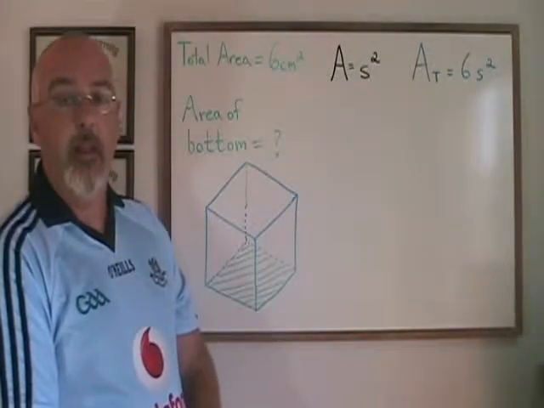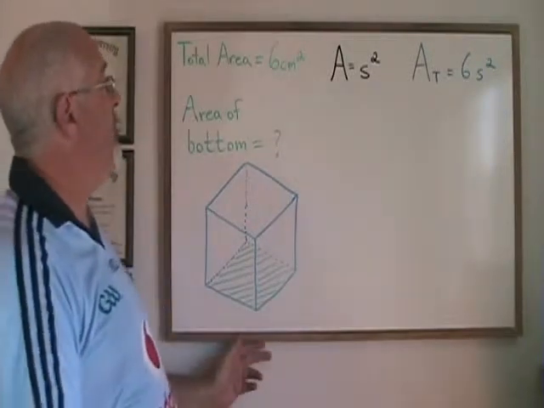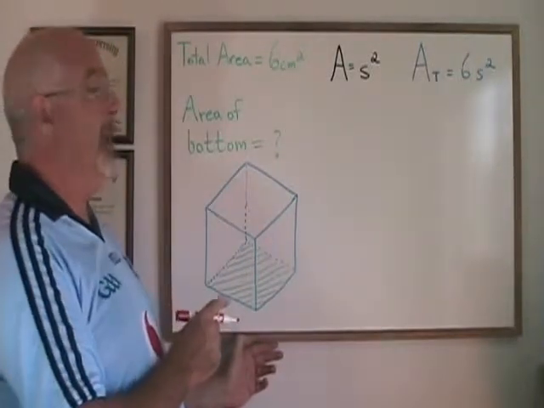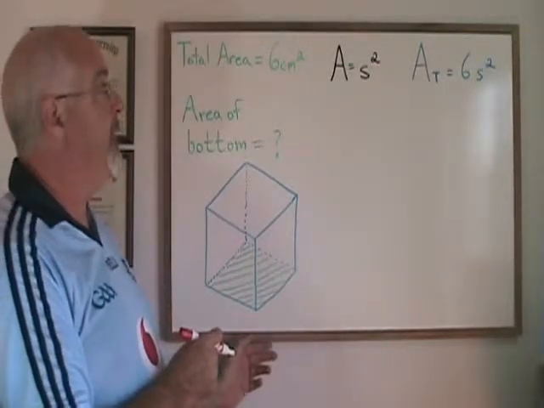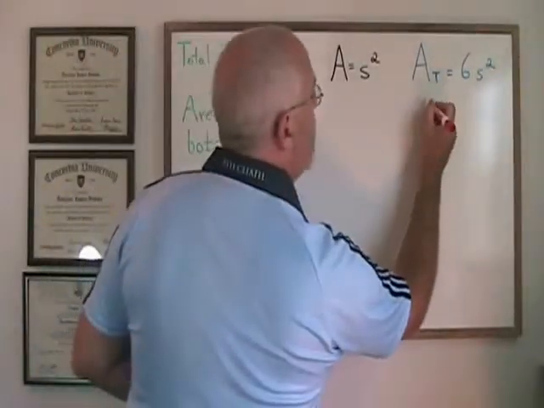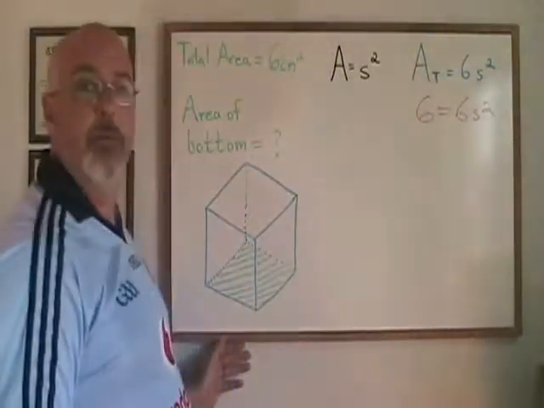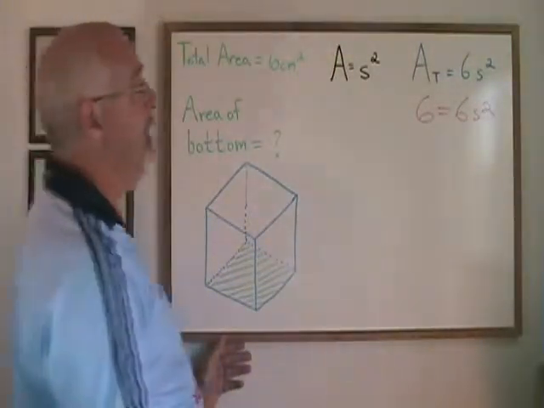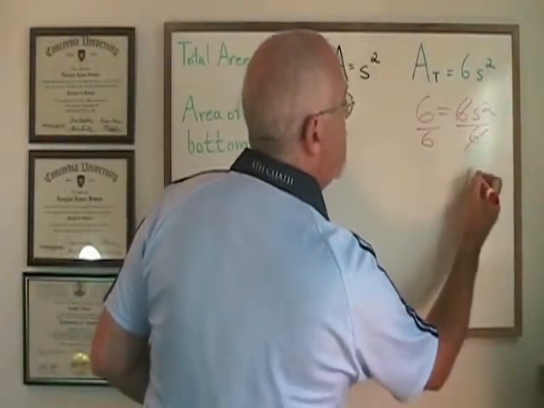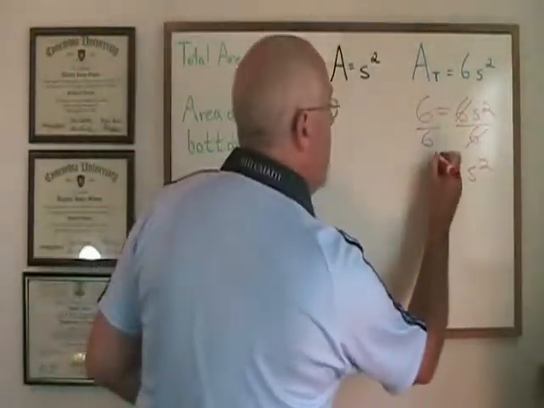Here's another slightly tricky version of this question. In this case, I'm given a total area of 6 centimeters squared for the cube, and I am being asked for the area of the bottom. If we know the total area is 6, the AT in this formula can be replaced by 6. Now we use algebra to isolate our S and find our side length. If we divide both sides by 6, these cancel. S squared is isolated, and 6 divided by 6 is 1.